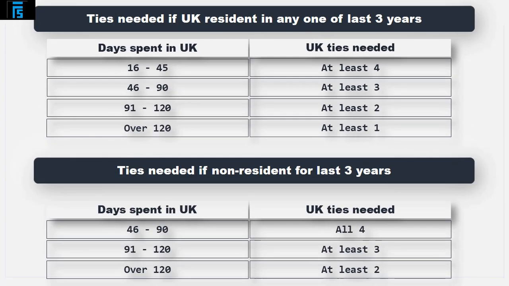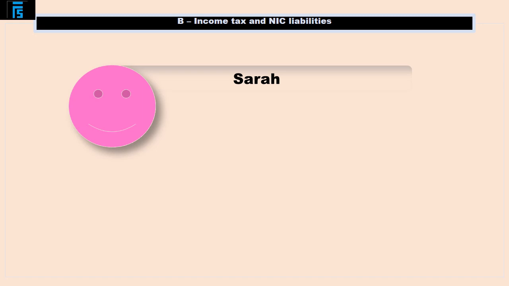In terms of the number of days, the tax legislation provides a table of how many days an individual can spend in the UK for a tax year, depending upon whether they were previously UK resident or not, which we match with these ties to give us an answer under stage 3. So let's take a look at some examples.